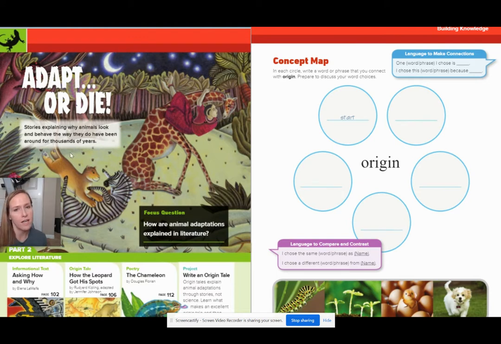Over here, there's some text. I want to take a minute and read it to you. I want you to read it in your head while I read it out loud. It says, Adapt or Die. Stories explaining why animals look and behave the way that they do have been around for thousands of years.